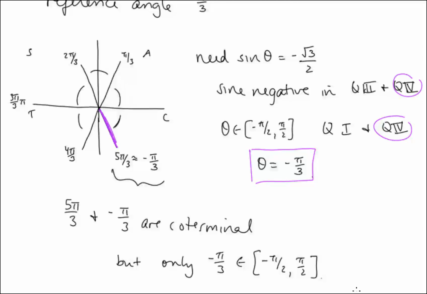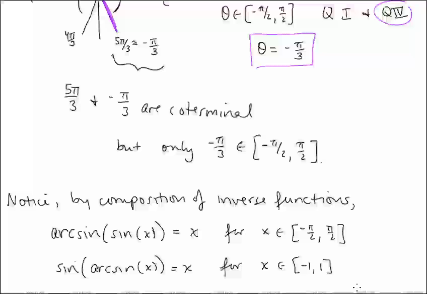Now before we go on to the arc cosine function, I just want to remind you of the composition of inverse functions. We have that arc sine of sine of x is equal to x for the x values in the proper domain here. So for x values in the interval negative pi over 2 to pi over 2. When we compose in the other direction, we have sine of arc sine of x, and that's equal to x as well. And that's for x values in the domain of arc sine. So that's for x values in the interval negative 1 to 1. And that's by composition of inverse functions.